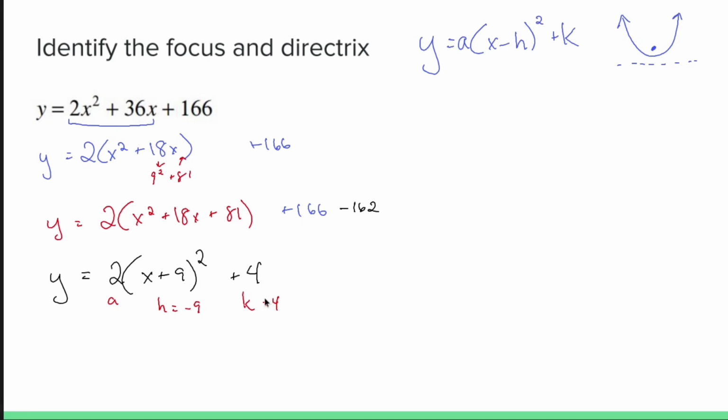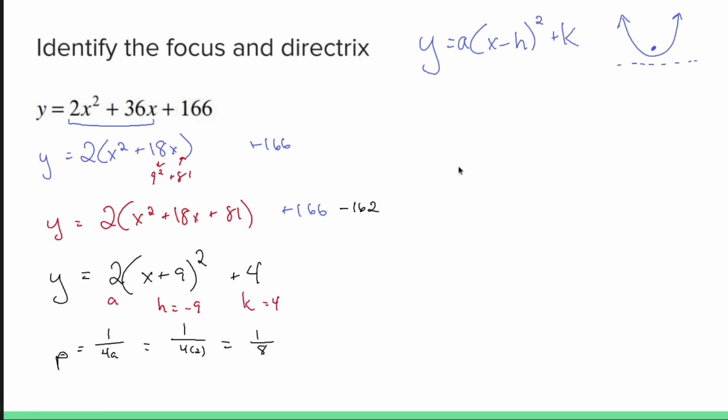With that information, what we have to do is find something called p. Now, a, this a right here, is the same exact thing as, actually, let's do it this way. Let's just find p. It's easier in my opinion. p is 1 over 4a. So p is going to be 1 over 4 times 2. So p is going to be 1/8. Using this information, we can now find the focus and the directrix.